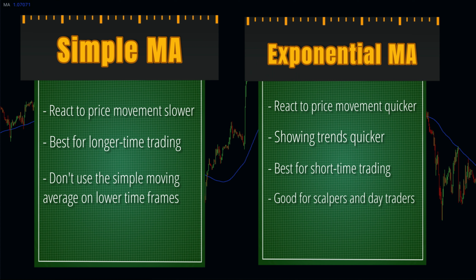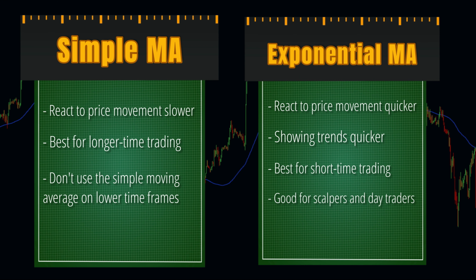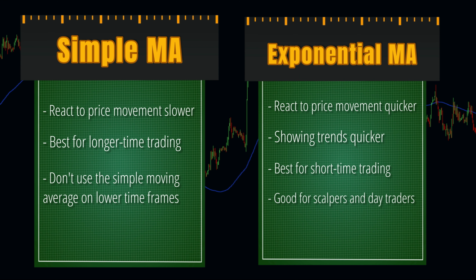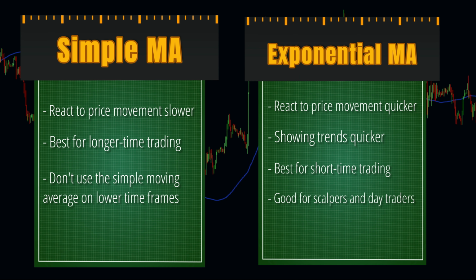The simple moving average reacts to price movements slower. This makes the simple moving average generally best for longer time trading, which means it can show longer time trends in the markets. And don't use the simple moving average on lower time frames because it is slow to respond to movement in price action. This will save you from many losses in the future.